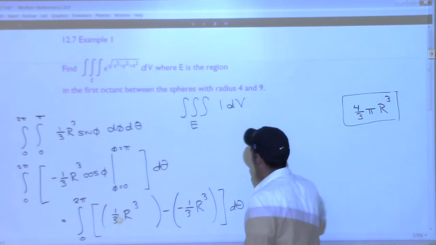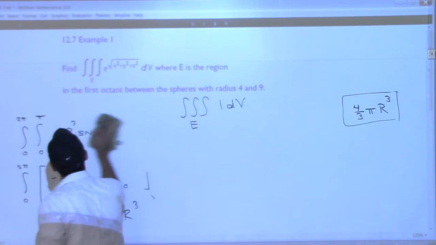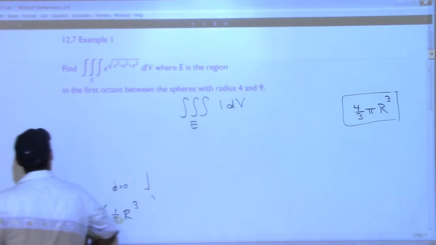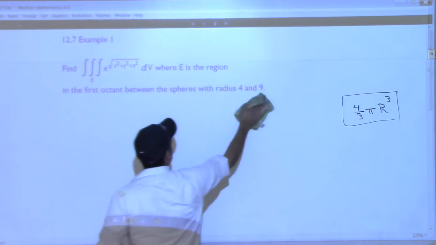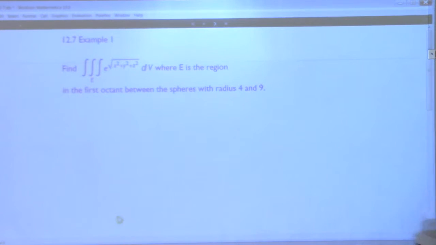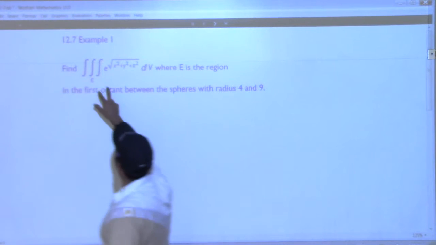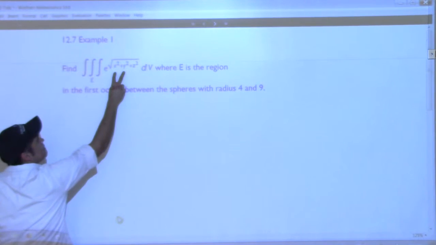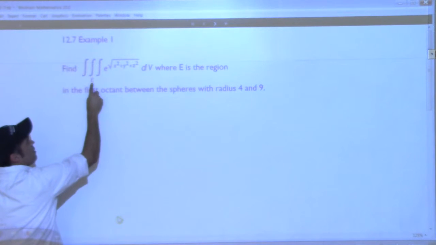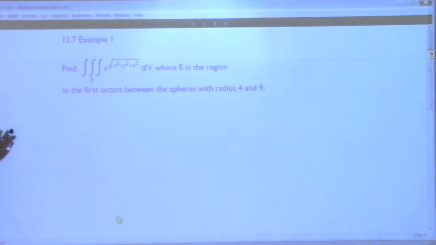All right, let's do this problem now. So this is the triple integral. This is the function we're evaluating. And we're trying to integrate over this region E that's in the first octant in between the spheres with the radius of 4 and 9 respectively.